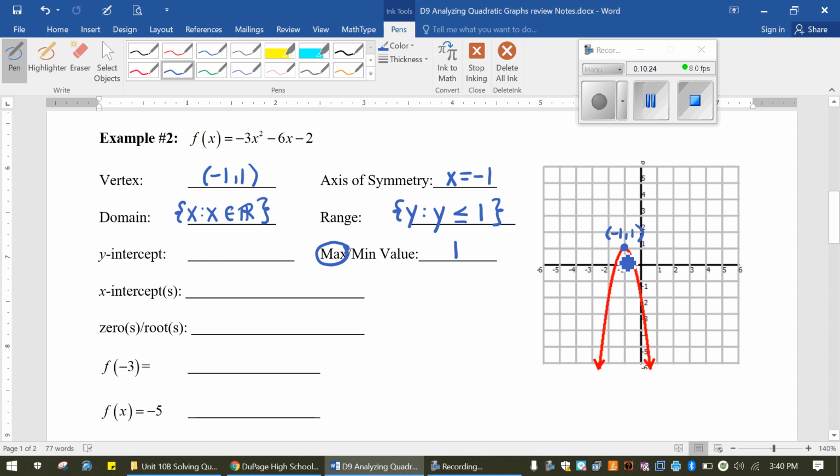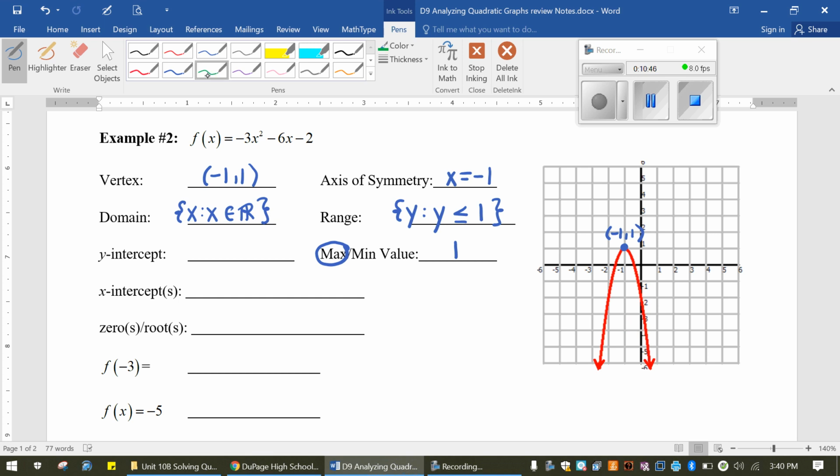So here in example 2, we have a parabola or a quadratic that opens down. So all of our y values are less than 1. And in example number 1, we had a quadratic that opened up. So all of our y values were greater than that y coordinate of the vertex. All right, so example number 2.